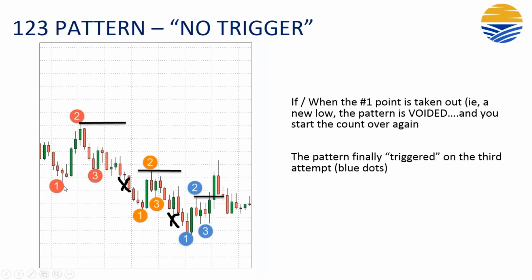So here we have a couple setups. 1, 2, 3, looking to get long. Market rolls over, taking out this number 1 low. We start to count over. 1, 2, 3, looking to get long above the number 2. Market rolls over, takes out the number 1 low. We start to count over. 1, 2, 3. Finally, we are able to get long this last attempt.